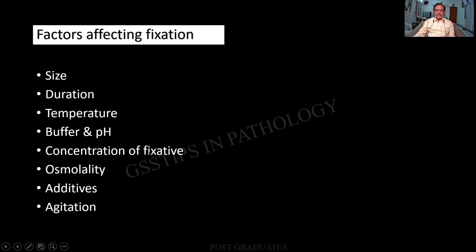The concentration of the fixative is of paramount importance because usually we send 10% formalin, but it happens to be diluted when it comes from the theater and the fixation is not adequate enough. Osmolality indicates the permeation. Sometimes certain additives can be used, or we can always call them post-fixation. Agitation will definitely improve the permeability and the percolation.